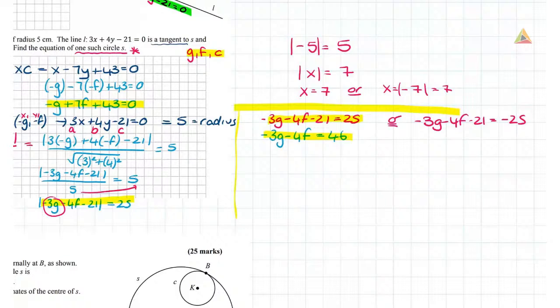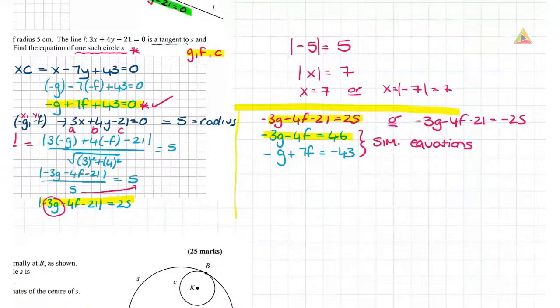Okay, so remind ourselves what we've now got. We've one equation in g and f, but remind yourself back up here, you had another equation in g and f. So we've two equations. I'm just going to pop them underneath each other. That's minus g plus 7f equals minus 43. Two equations, two unknowns, and we know how to solve. We always solve with our simultaneous equations. So you have the same amount of equations as unknowns, you should be able to solve.